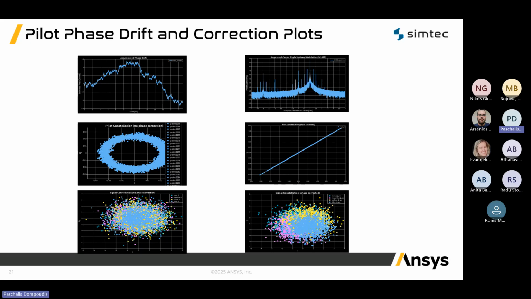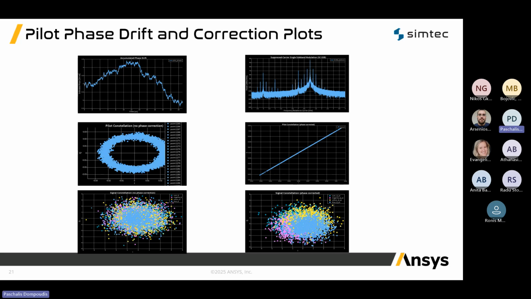The top right is the corresponding spectrum that confirms that the pilot is a clean single sideband tone sitting at 1 gigahertz. You can see the peak that is formed at 1 gigahertz frequency. In the middle row on the left, we have the pilot samples that form a donut. This is due to the phase drift. After the digital signal processing rotation, we have the right plot where every point lines up on a single diagonal.